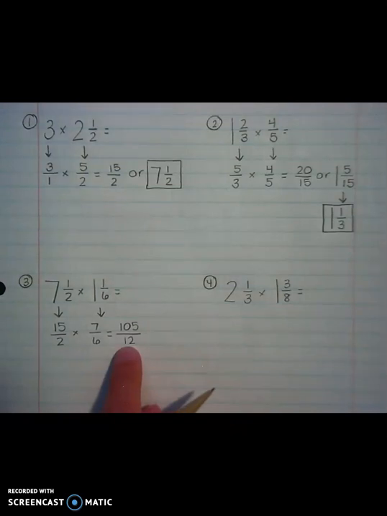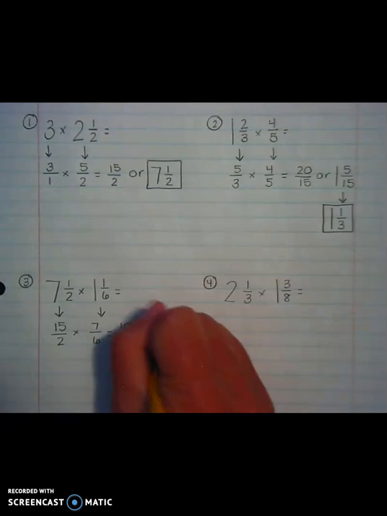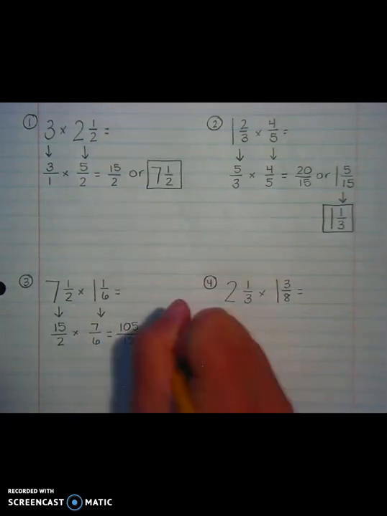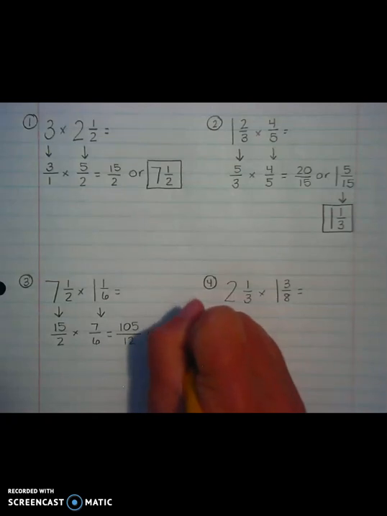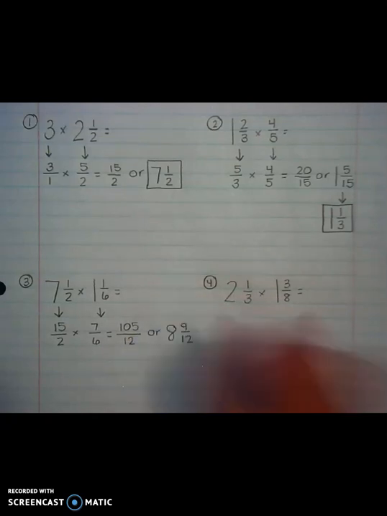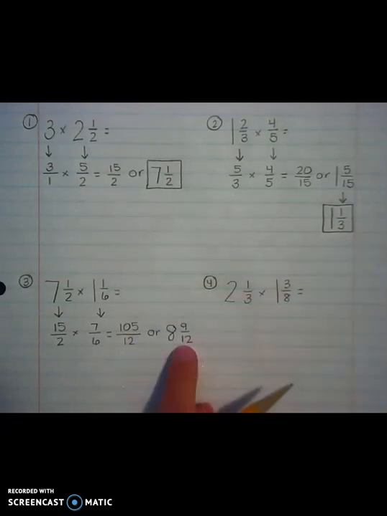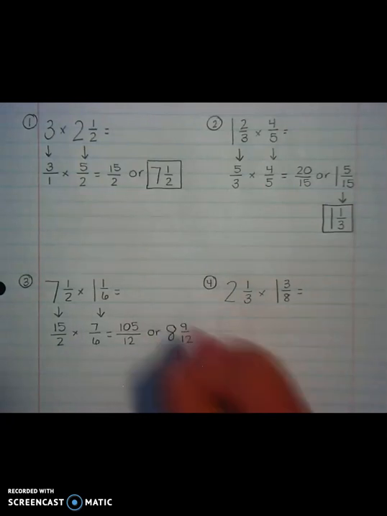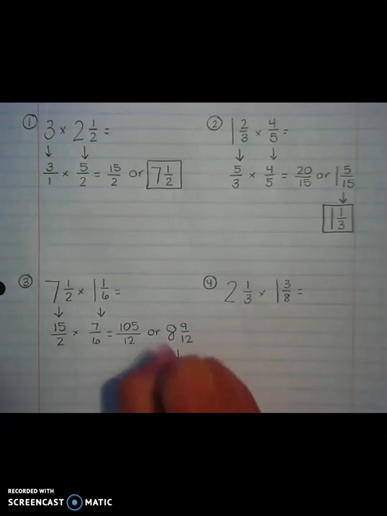105/12 is very clearly going to be a mixed number, so I will rewrite that as my mixed number 8 and 9/12. Now, just like in this last example, 9/12 I recognize can be put in simplest form because 9 and 12 both share a common factor of 3. So I could also write this answer as 8 and 3/4. Let's take a look at one more together.